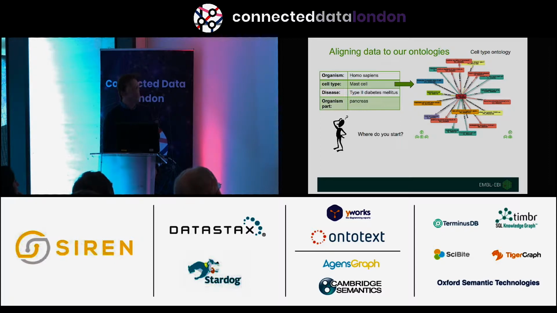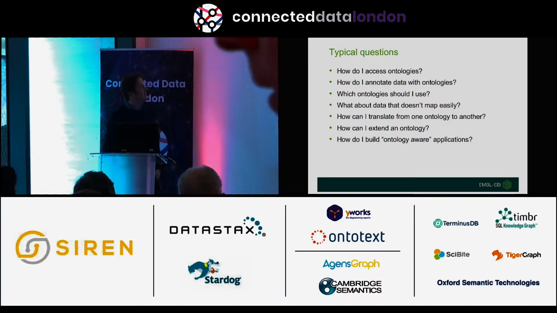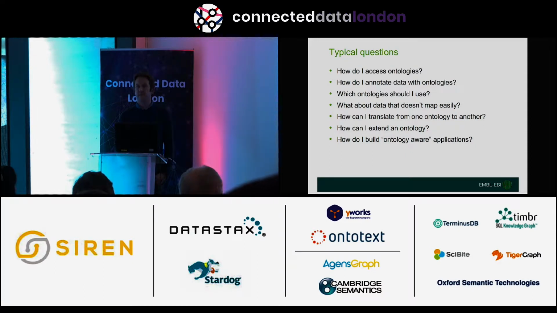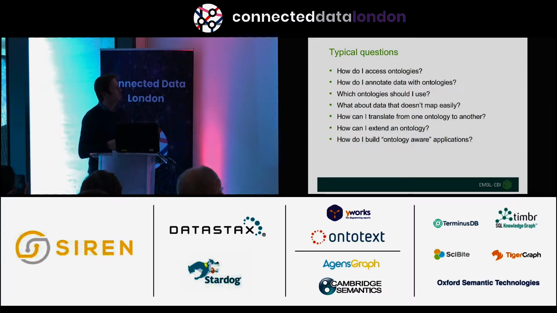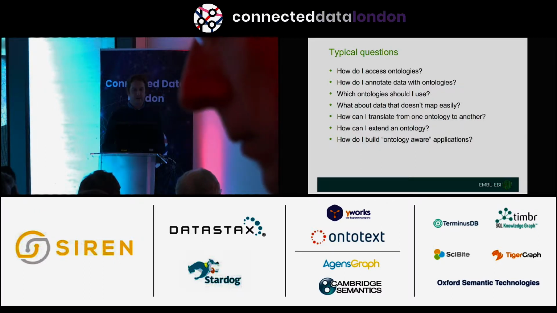But then the challenge for the curators is where do they start? How do you start with all these hundreds of ontologies, and which one should they be using? So we can enumerate the questions. Typically our users of our services want to know, okay, how do I access ontologies in the first place? How do I find them? How do I annotate my data with ontologies? So I've got data in a spreadsheet. How do I get from that to these ontologies, this semantic markup? And which one should I be using? There's hundreds of them. And then what happens when I've got data that doesn't actually align to any of the existing ontologies? Where do I go next?